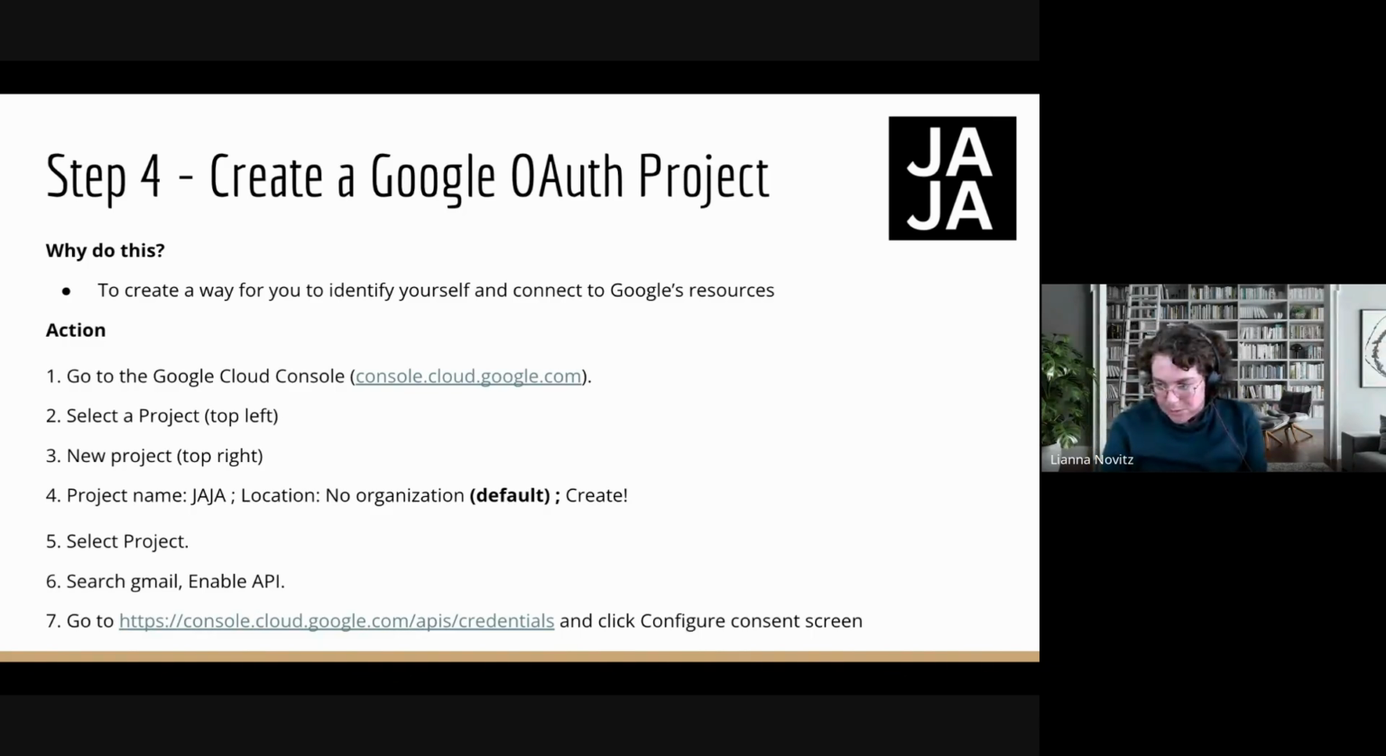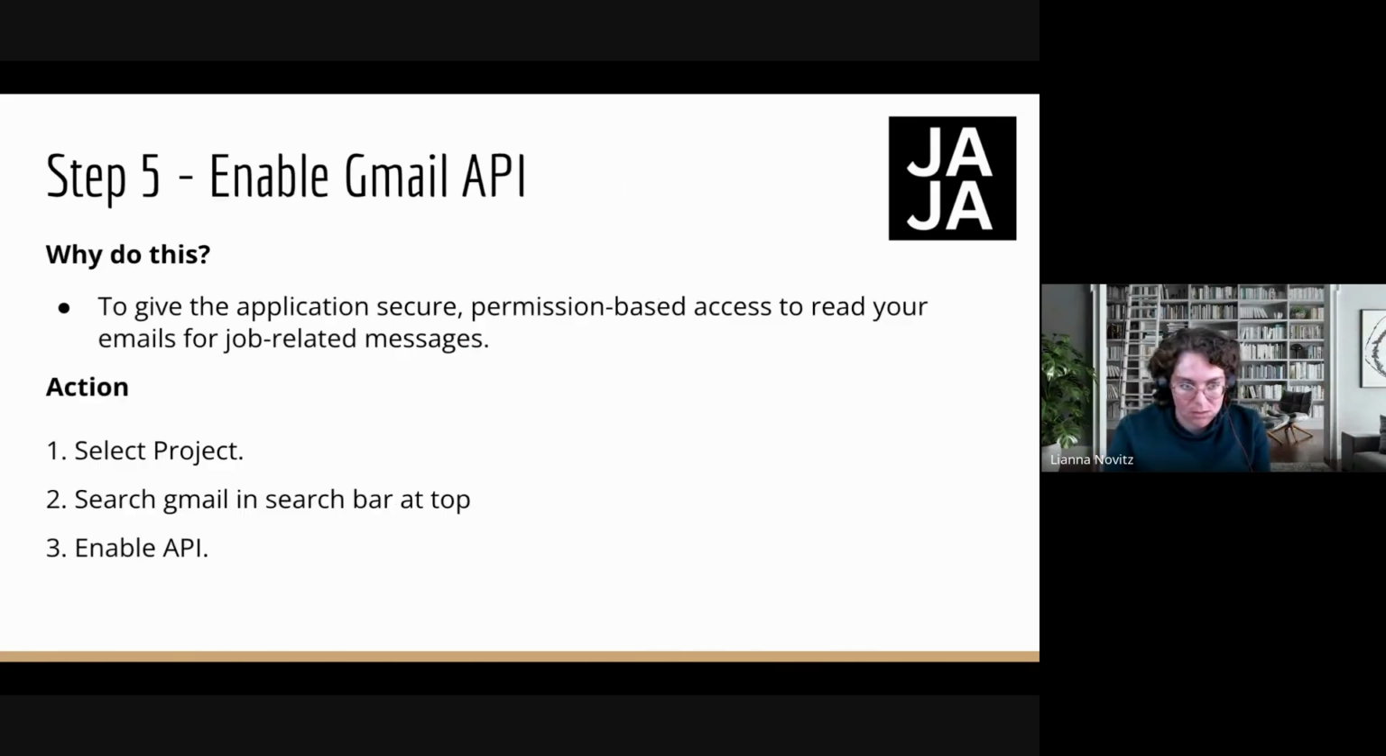Okay, so next step is to enable the Gmail API. Make sure your project that you just created is selected, and then at the search bar at the top, you can just type in Gmail, and the Gmail API should show up, and just click enable.